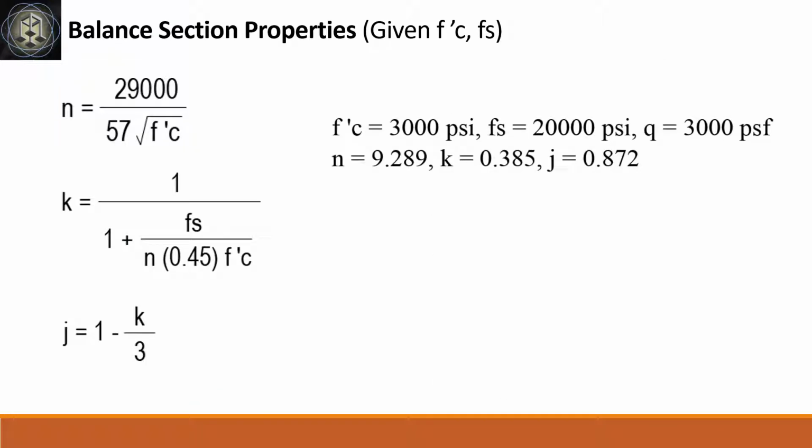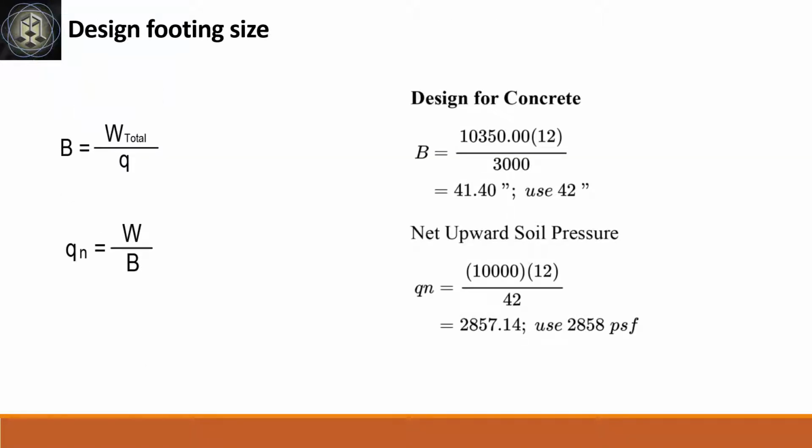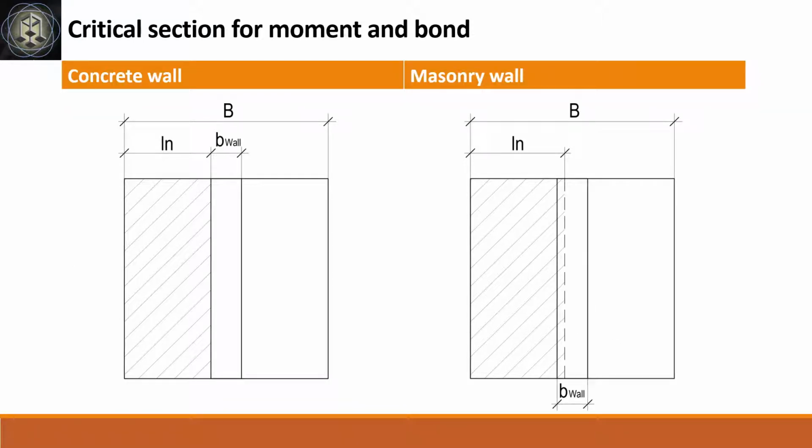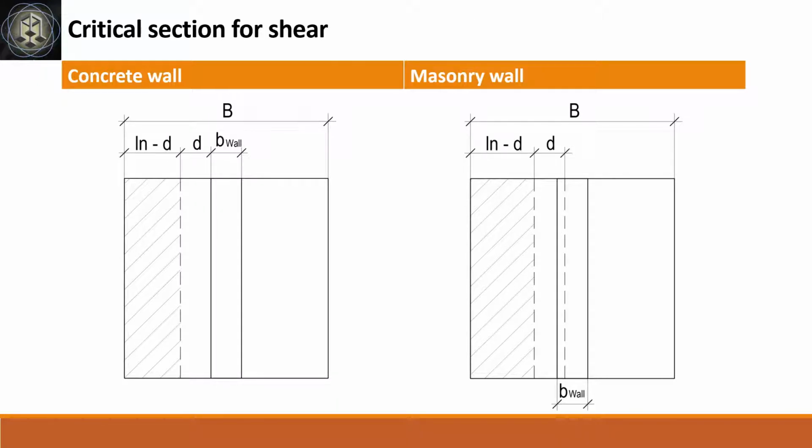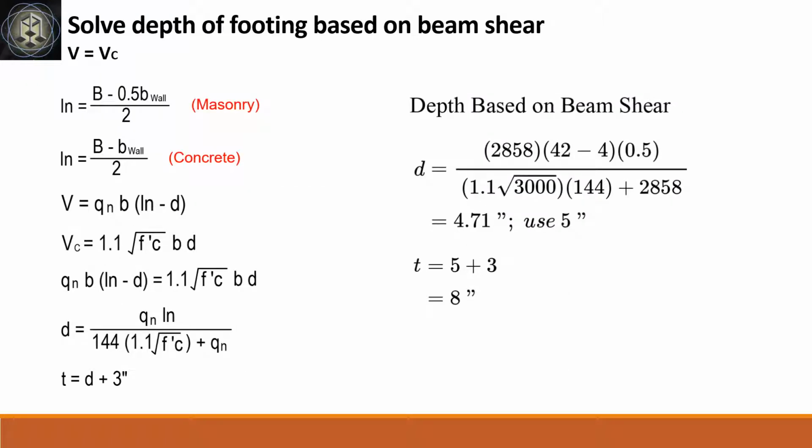Balance section properties are as follows. n equals 9.289, k equals 0.385, j equals 0.872. Given W equals 10,350 pounds per foot and q equals 3000 psf, the width of footing is 42 inches. Net upward soil pressure is 2,858 psf. Critical sections for moment and bond. Critical sections for shear. Following the given computations, the effective depth is 5 inches and total depth is 8 inches.